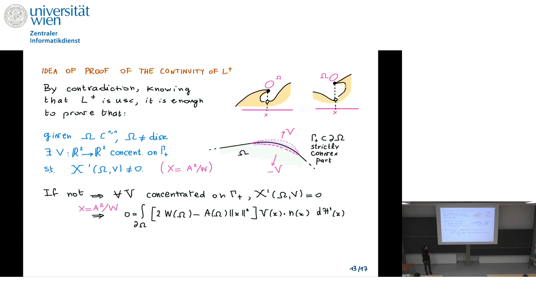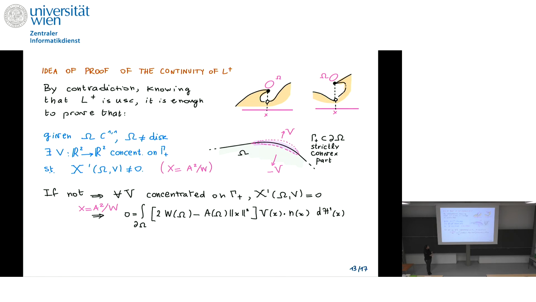So assume that this is not true, then it means that for every deformation field which is concentrated on the strictly convex part, the derivative is 0. Then you use the fact that X has an explicit expression, you know what is the shape derivative of the area, you know what is the shape derivative of W, because W is nothing but an integral of a function over the shape, so the shape derivative of W is the integral on the boundary of x squared plus y squared multiplied by V dot n. So it is a standard calculation. And imposing this to be 0, we find that this integral has to be 0.